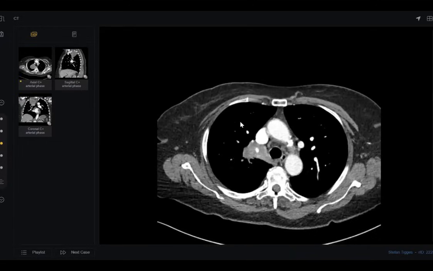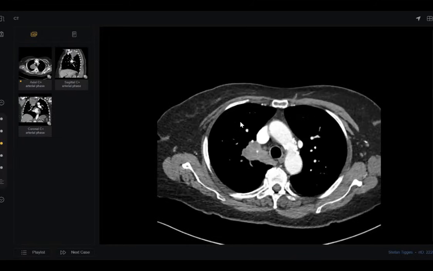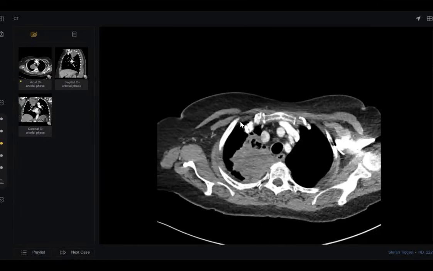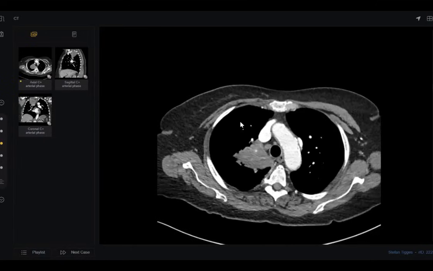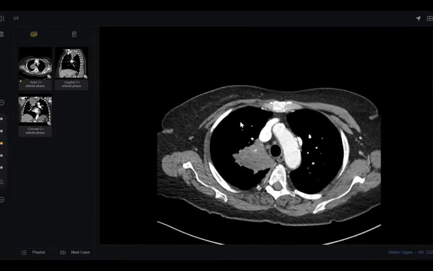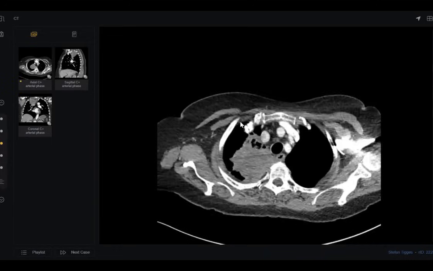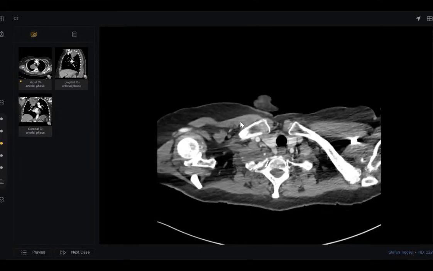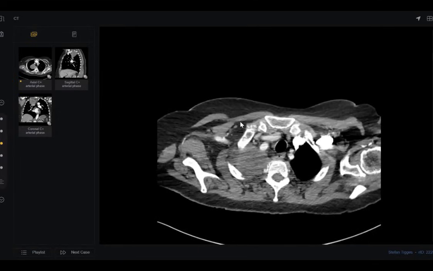What happened here? Sir, I think it is involving the right vein. Yes, it's involving the right subclavian and brachiocephalic veins, causing marked luminal narrowing. What else? But this is the arterial phase.